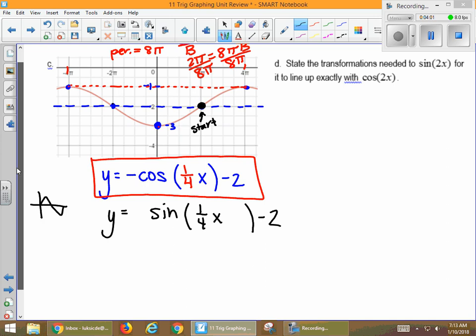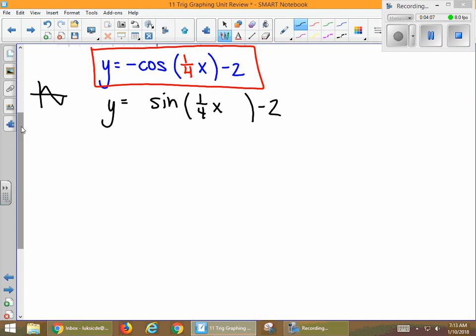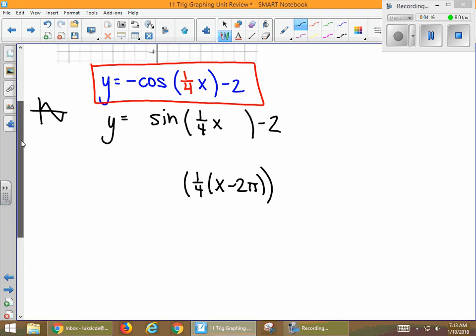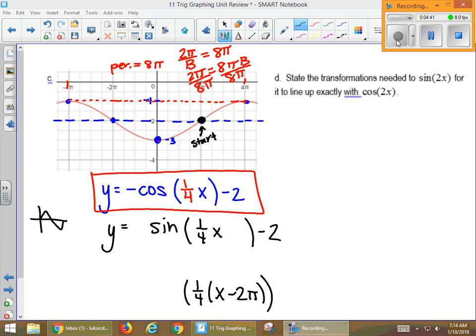So what I need is this. Again, there are a couple ways that you can work through this, and you should pick the way that you like and stick with it. You can do 1/4 times x minus 2 pi. That takes care of that shift 2 pi to the right. The other way to do that math, again, our phase shift is b over c. I'm sorry, our phase shift is c over b, not b over c. So we want c over b here.